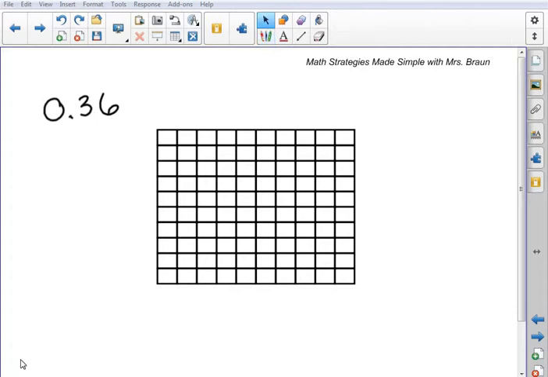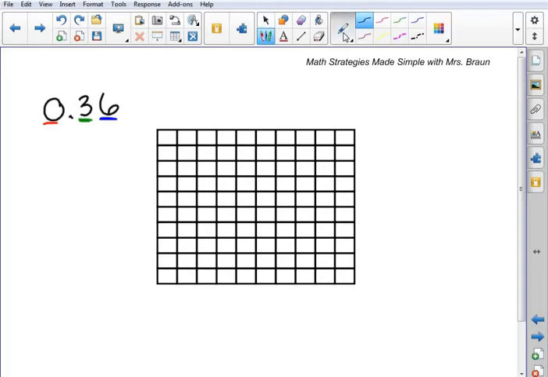When I look at this number, I see that I have 0 ones, I've got 3 tenths, and I've got 6 hundredths. So these digits are going to give me a clue as to how to shade in this visual representation. And so starting with the tenths, it tells me that I have 3 tenths. So 3 tenths is also the same as 30 hundredths.